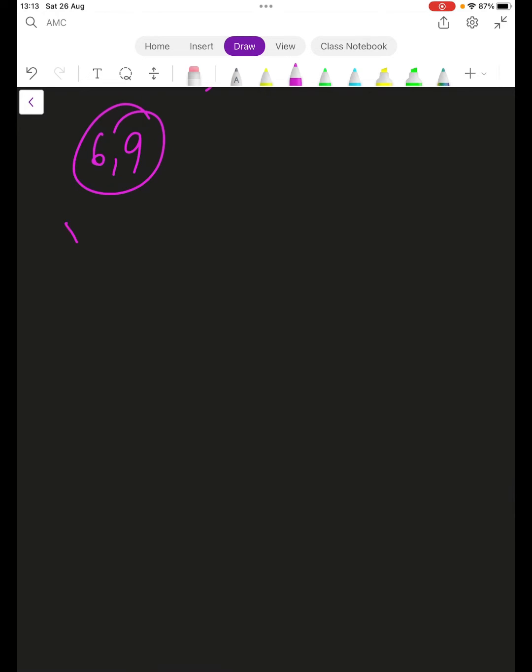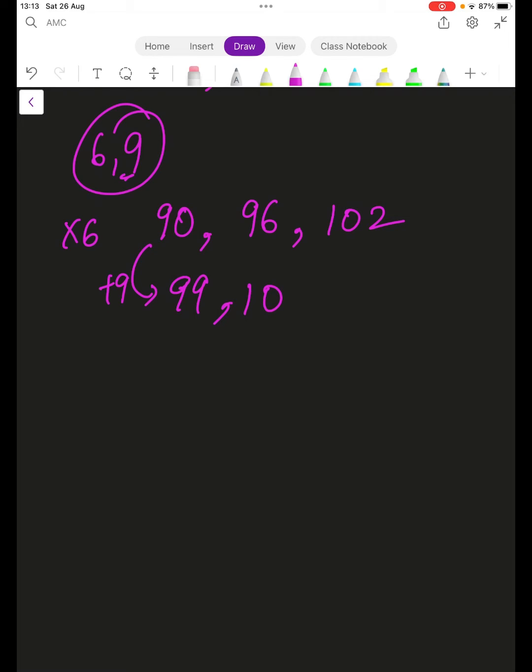Let's try 6 and 9. Counting in 6s, so the end numbers would be 90, 96, and 102. Yes, and after adding, because we are deferred by 9, after adding 9, this will become 99, and this will become 103, and our game stops here. 103 is the final one, which was not 107.